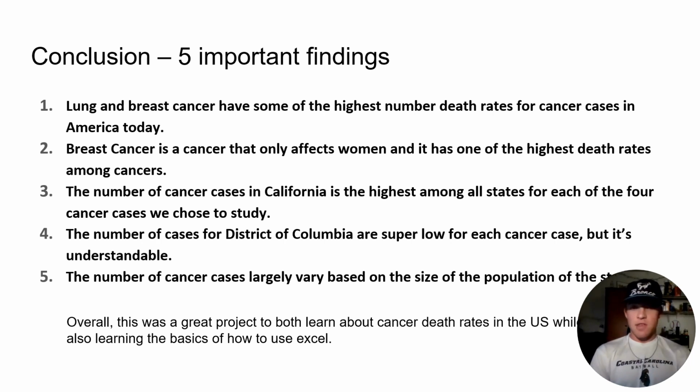Number 4, the number of cases for District of Columbia are super low for each cancer type, but that's understandable. And 5 being the number of cancer cases largely vary based on the size of the population of that specific state. Overall, we felt that this was a great project to both learn about cancer death rates in the US while also learning the basics of how to use Excel.